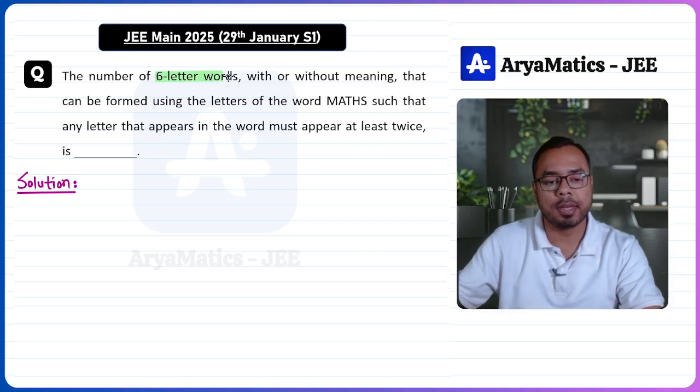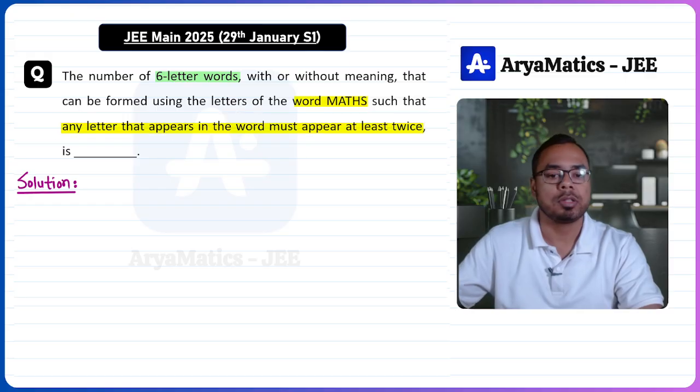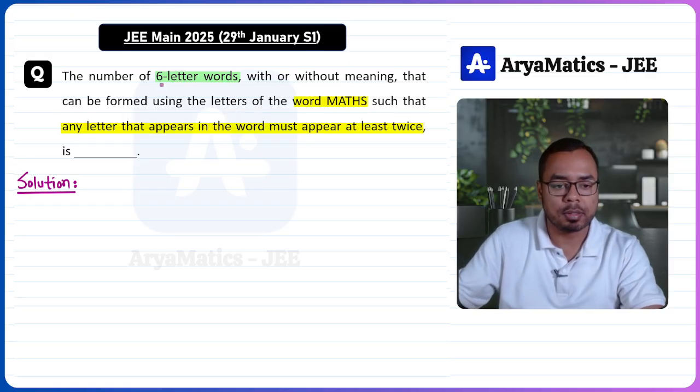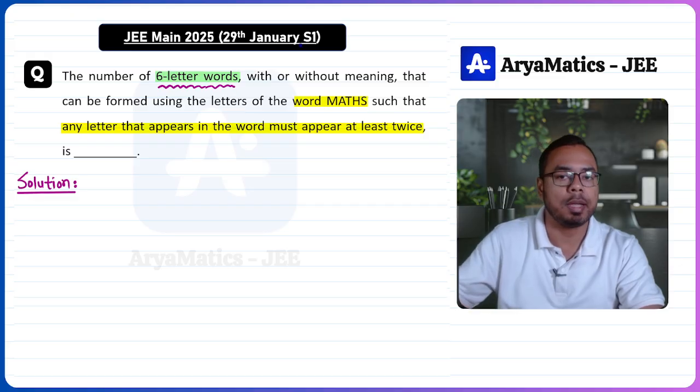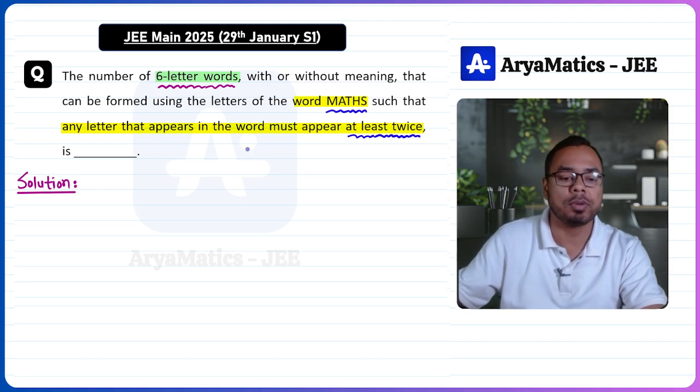Find the number of 6-letter words, with or without meaning, that can be formed using the letters of the word MATHS, such that any letter that appears in the word must appear at least twice. This is one important line here. So basically we have to find the number of 6-lettered words using these 5 letters, and any letter that we are using, we have to use that letter minimum 2 times. We can use more than that also, but at least 2 times we have to use.